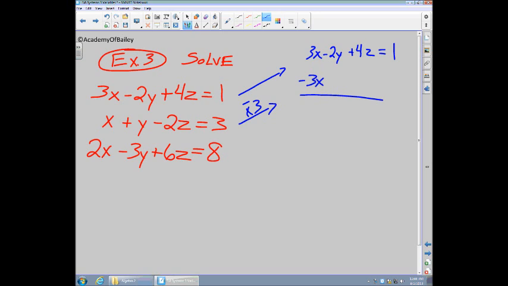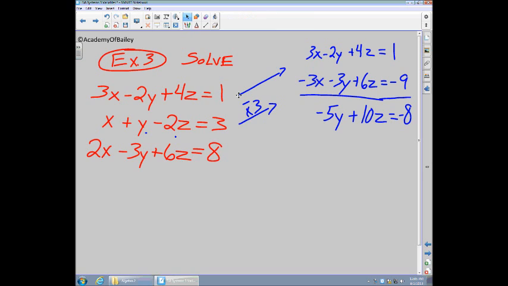Negative 3 times 1y is negative 3y. And negative 3 times negative 2z will give us a positive 6z. And negative 3 times positive 3 will give us a negative 9. Let's go ahead and cancel out those x's, leaving us with negative 5y plus 10. Oh, that's not a z. We're going to go plus 10z. And 1 and negative 9 make negative 8. Okay, so we have that part of it.